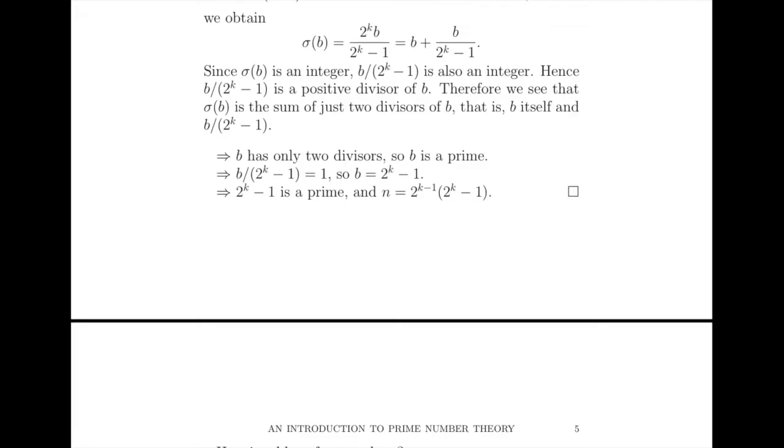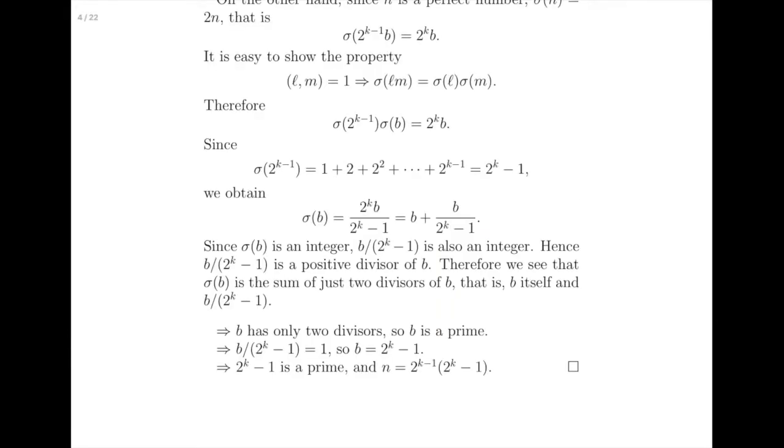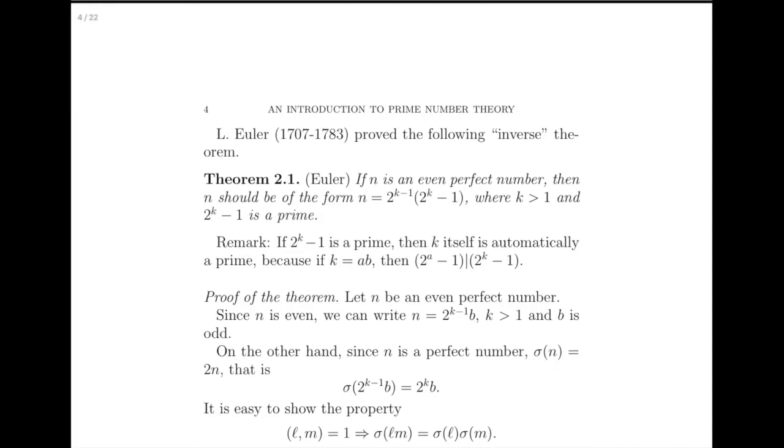So n is now, we find, this one. So this is a form which Euclid indicated. So now we complete the proof of Euclid's theorem. That is, all even perfect numbers should be of the form n is equal to 2 to the k minus 1 times 2 to the k minus 1. Okay?